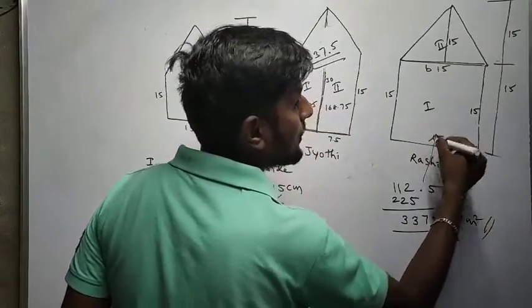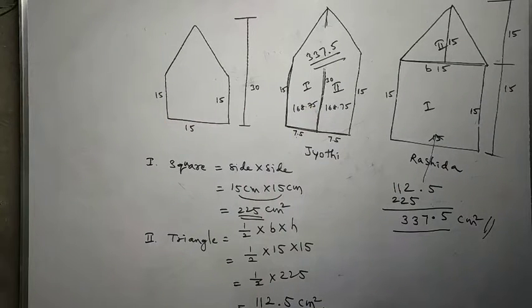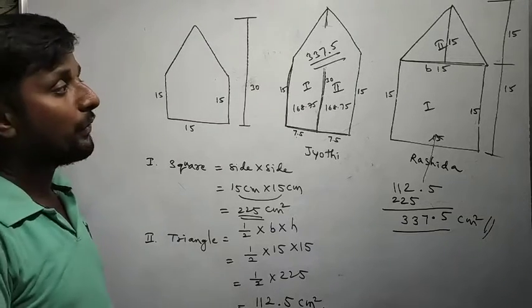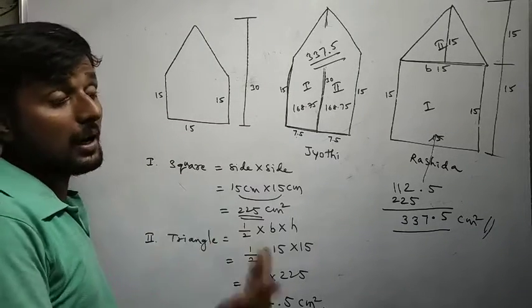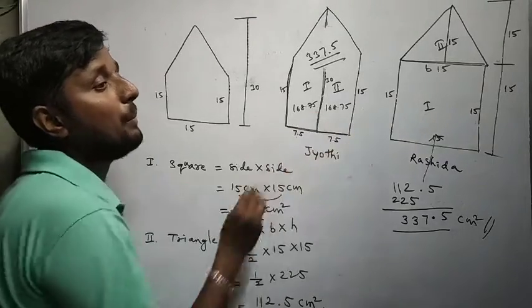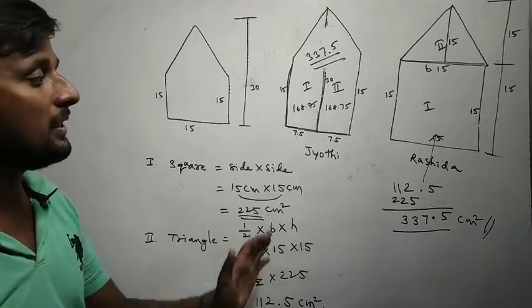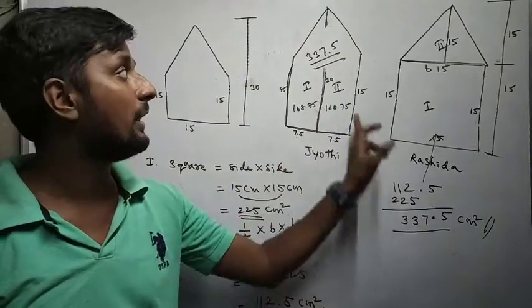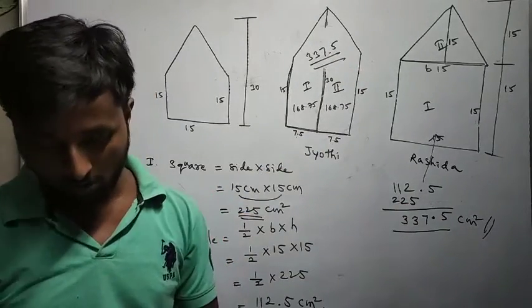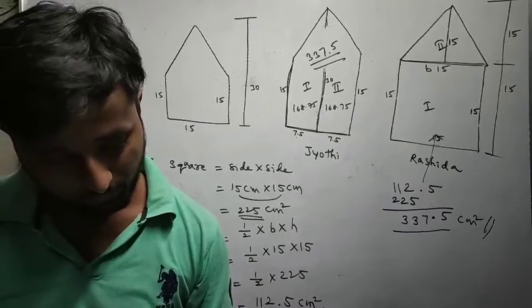So this is Rashida's answer. If you compare both Jyoti's and Rashida's answers, both get the same answer. That means what conclusion did you get here? My conclusion from the diagram is that if you start finding the area of a diagram in any way, overall the area is a constant. That means the value doesn't change even if you find it in different ways.